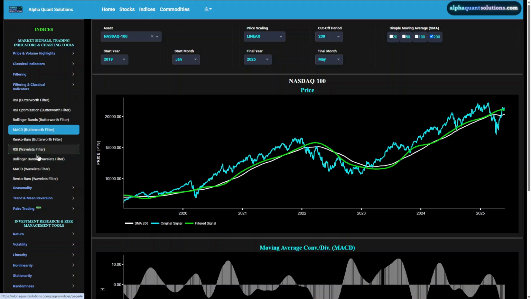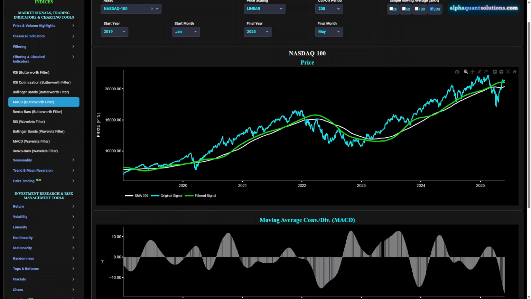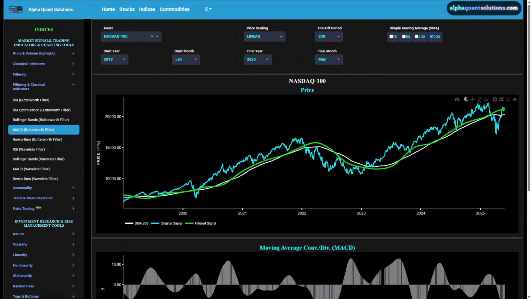non-causal filter to RSI, Bollinger Bands, MACD, etc. And we'll see how we can best use this filtering technique.